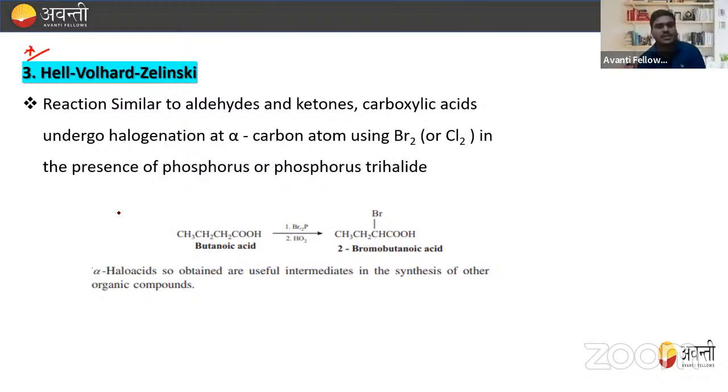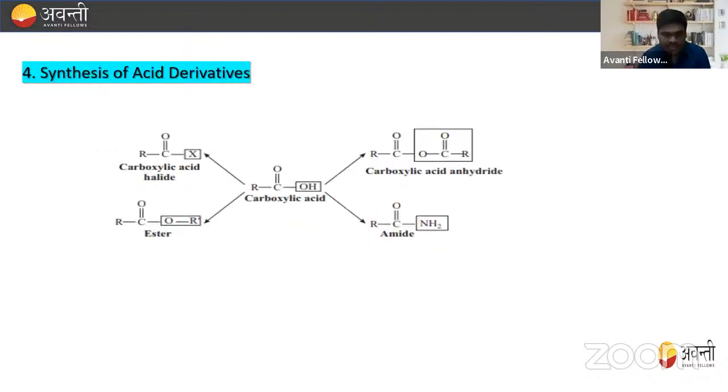Similar to aldehydes and ketones, carboxylic acids undergo halogenation at the alpha carbon atom using Br2 or Cl2 in the presence of phosphorus or phosphorus trihalide, known as the HVZ reaction. For example, butanoic acid, CH3CH2CH2COOH, when treated with Br2 and red phosphorus in the presence of water, converts into 2-bromobutanoic acid, also known as alpha-bromobutanoic acid. Alpha halo acids so obtained are useful intermediates in the synthesis of other organic compounds.